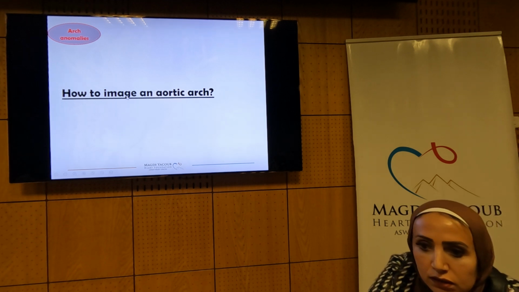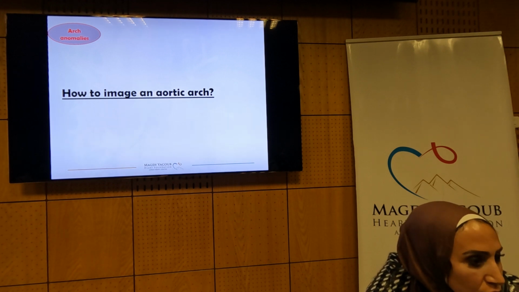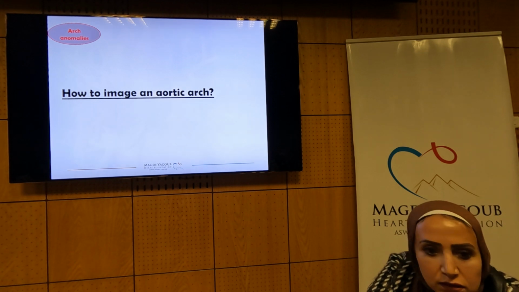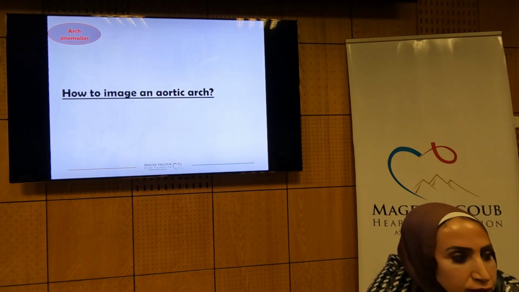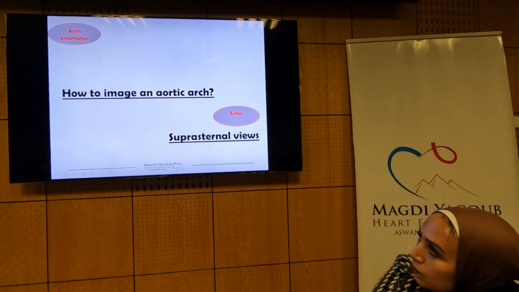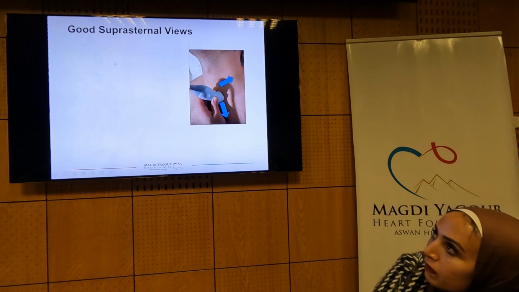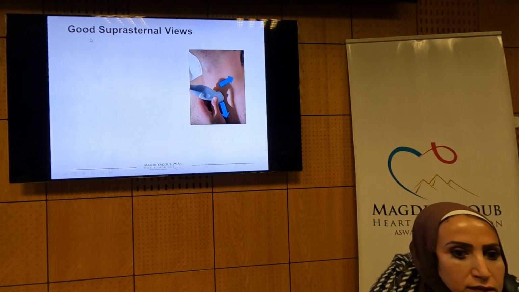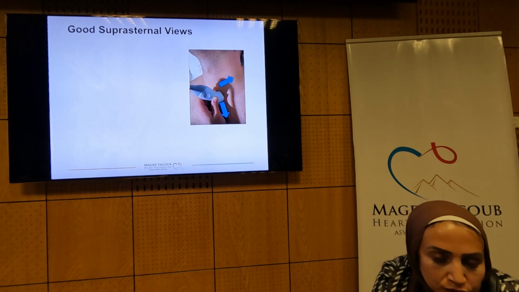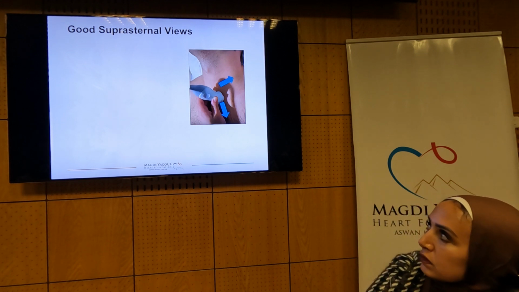But for practical purposes, we will talk about how to image an aortic arch. It's by echo. And usually this is a forgotten part in adult echocardiography; they forgot how to look for the aortic arch. How do they do it? By suprasternal views. We have suprasternal views by echo, longitudinal and axial. I will go into details because this is important and actually it's a forgotten practice in adult cardiology. However, all pediatric cardiologists know how to do the suprasternal views.